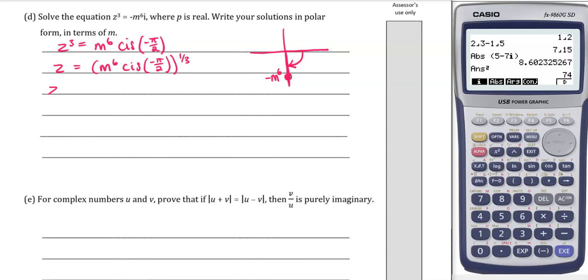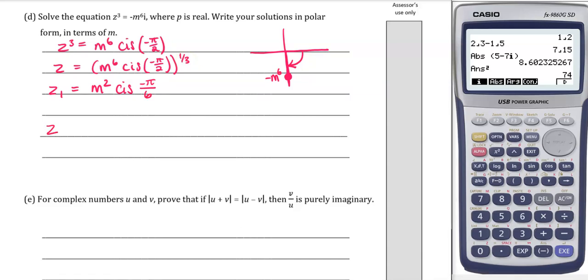All right, so the first root will be just to simply do that thing to the power of a third. So the modulus, m to the 6, to the power of a third, cubed root, is going to be m squared. And if you're not sure about your powers, when we're doing a power of a power, we times them. So 6 times a third is 2, so we get m squared. And then when we are doing the argument using de Moivre's theorem, the modulus gets cube rooted, and the argument gets divided by 3. So this will be cis of minus pi by 6.